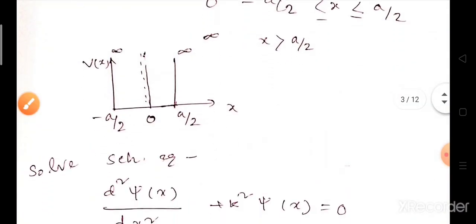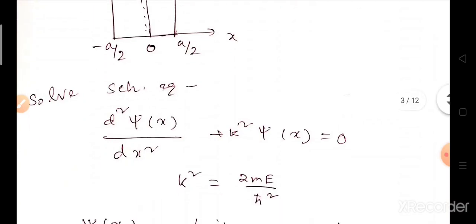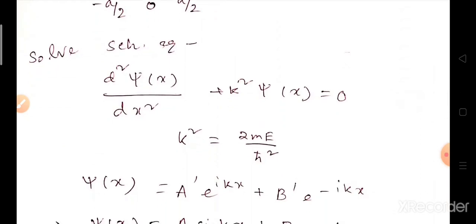Now to find out the nature of the wave function, we should know the psi of x, that is the wave function value, for this kind of potential, that is the box potential. We should find out the psi value for both the asymmetric and symmetric cases. I will first talk about the asymmetric case and then I will talk about the symmetric case.